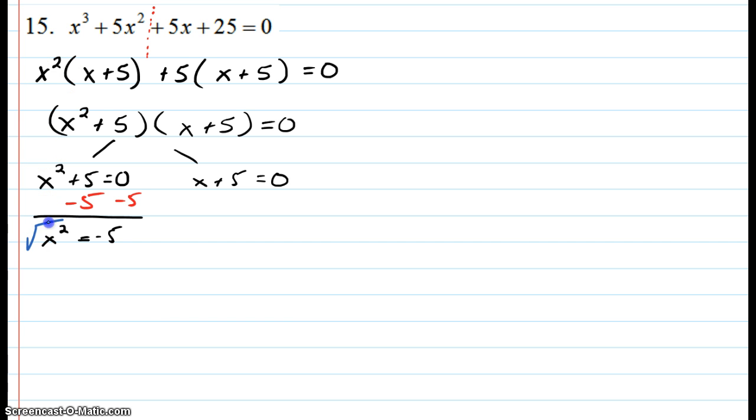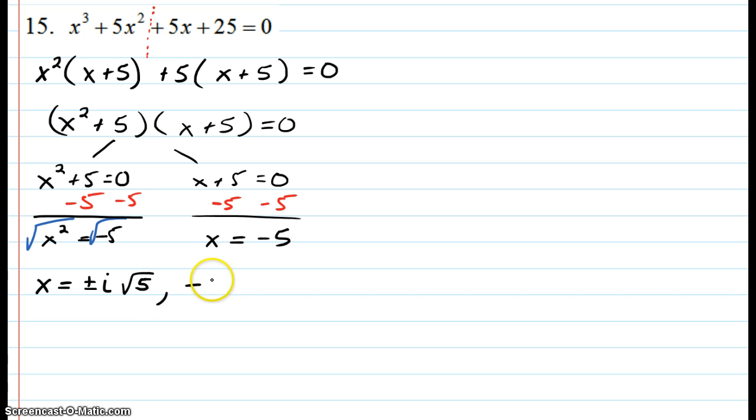Now to get rid of the square, you square root both sides. And I get x equals, it's going to be plus or minus. I can't square root a negative 5, so I can take out the i and just have plus or minus i rad 5. And then over here on this one, just minus 5 from both sides. And so we get x equals negative 5. So our 3 answers are plus i rad 5, minus i rad 5, and negative 5.